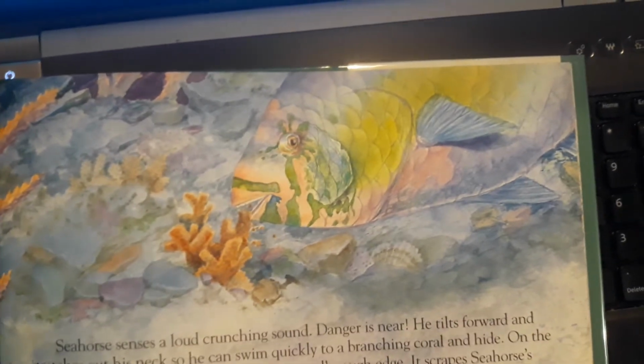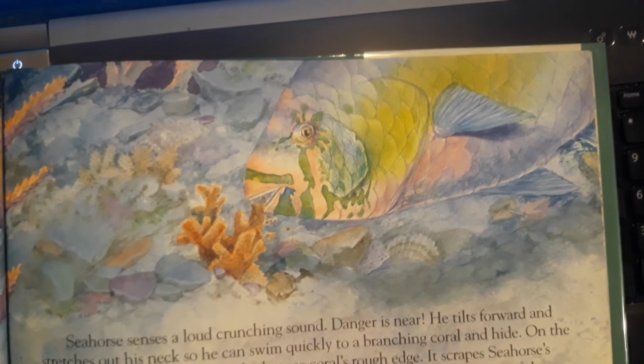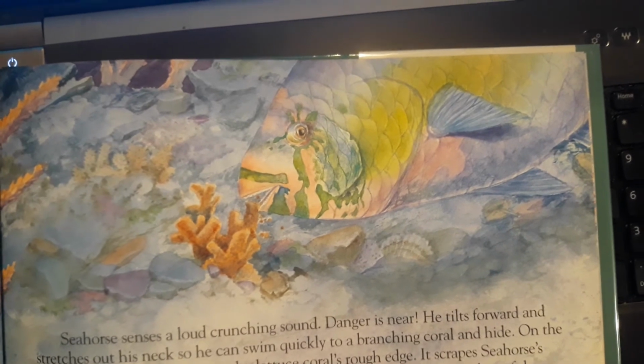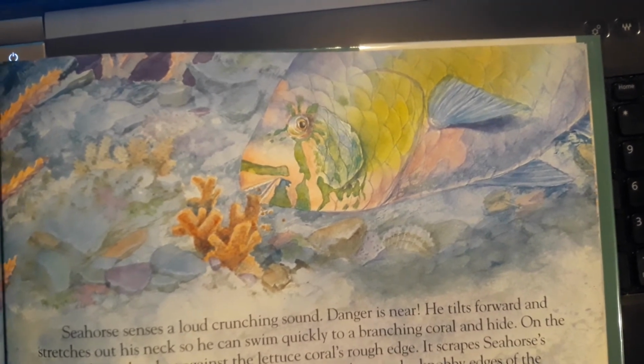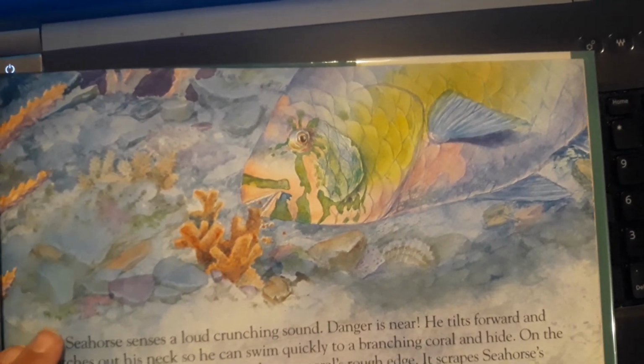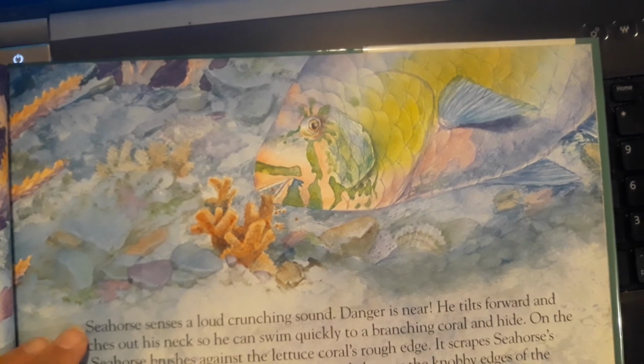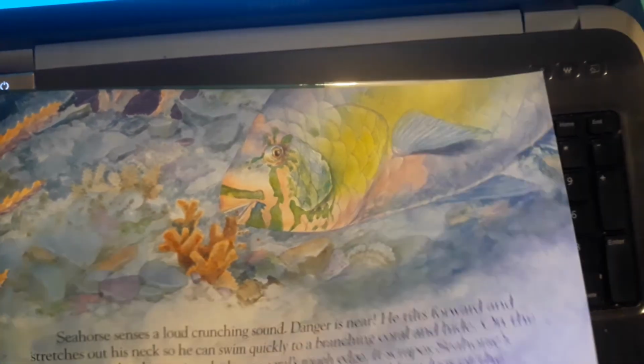A parrotfish swims into view. The parrotfish is not a threat to Seahorse. He's busy biting off chunks of coral. His beak crunches the coral into bits so he can eat the plants and algae growing on it. Soon the parrotfish will settle in for the night. Slimy mucus is starting to cover his body. It will protect him while he sleeps.